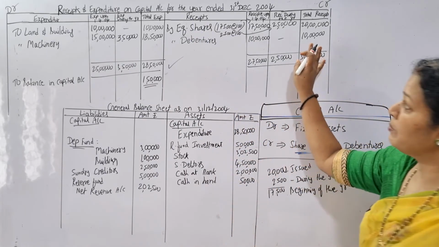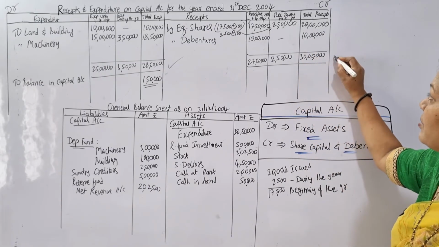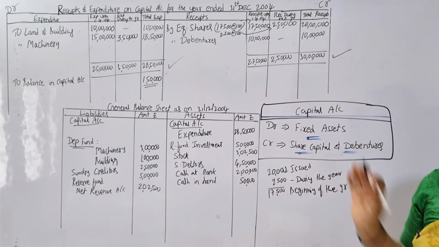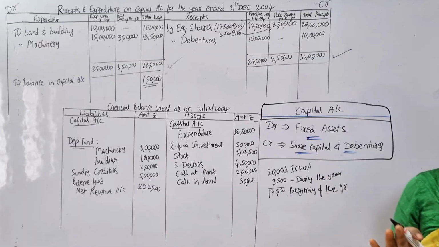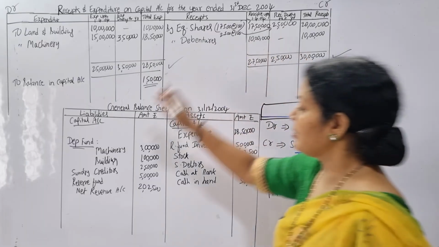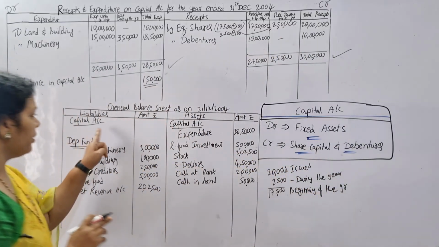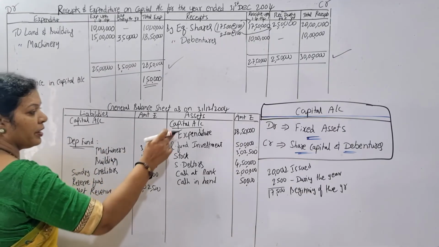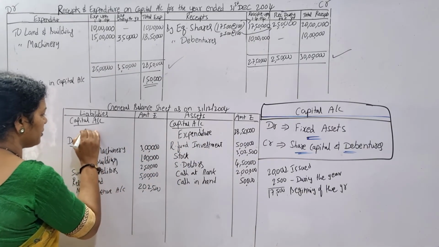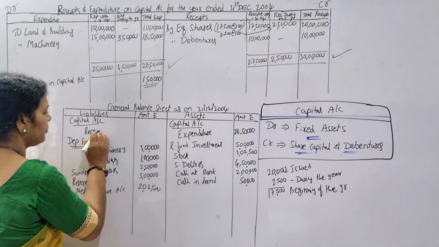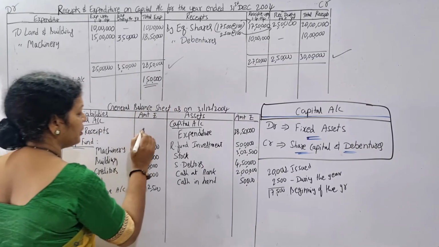Okay. In the same way, receipts total is 30 lakh. 30 lakh we write on the liability side. Okay. What do you say? Receipts. In the capital account we already kept the heading receipts, there expenditure. Now here receipts. How much? 30 lakh.